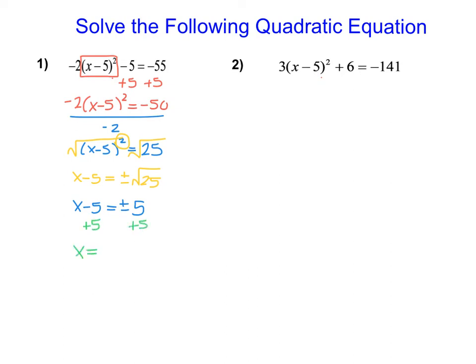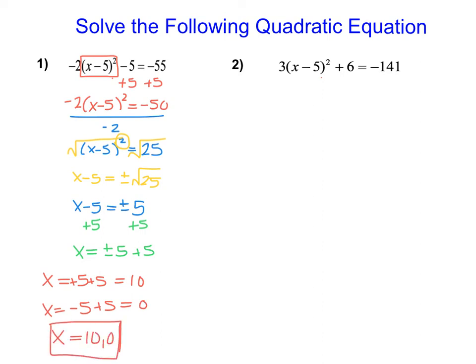Then from here, I'm going to add 5 to each side. So I have x is equal to plus or minus 5 plus 5. Because these are all real numbers, I am expected to find both solutions. So I have x equals, this is a positive 5 plus 5, so that's 10. And then I have x equals a negative 5 plus 5, which is 0.